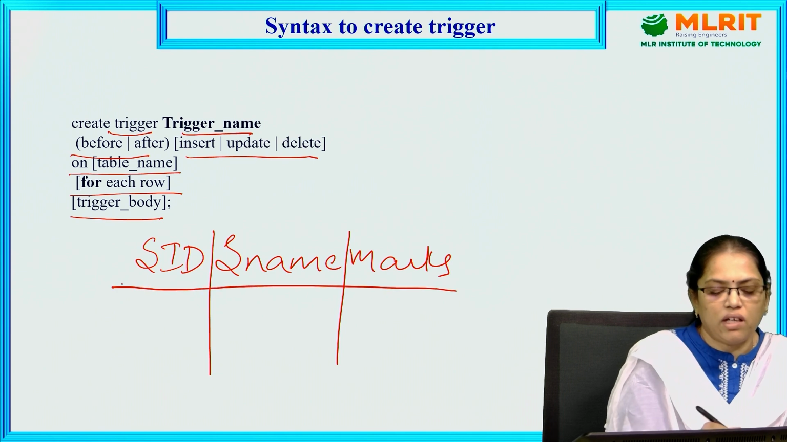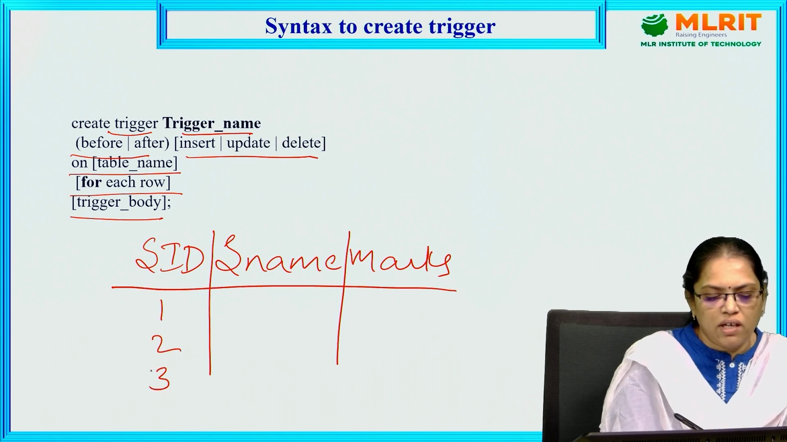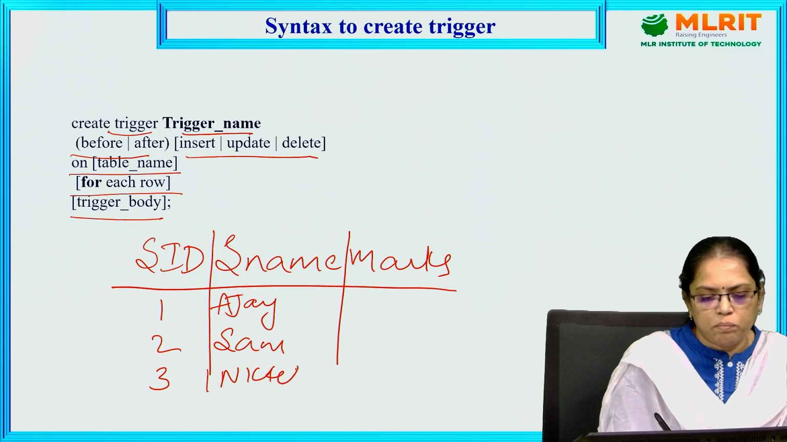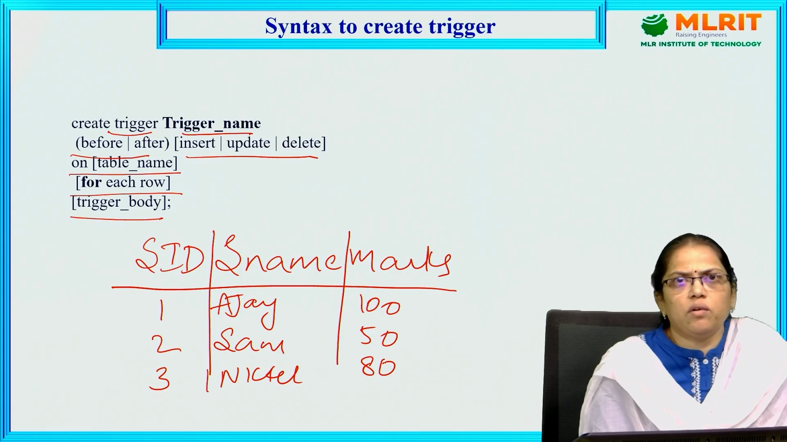So SID let me take as 1, 2, 3. SNAME let me take Ajay, Sam and Nikhil. Marks let me take as 100, 50, 80. Okay. So now let me explain this through example.